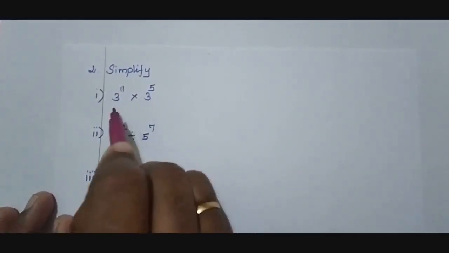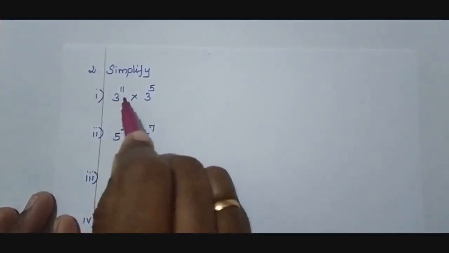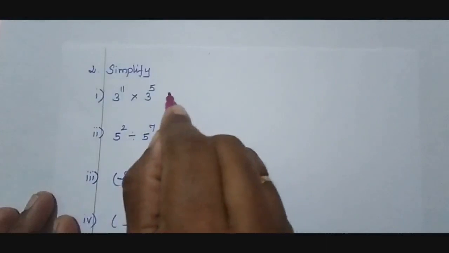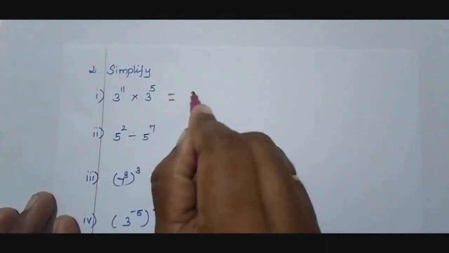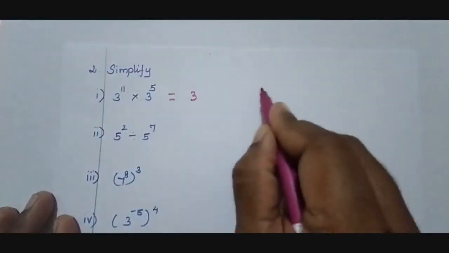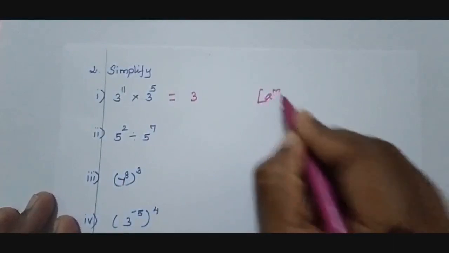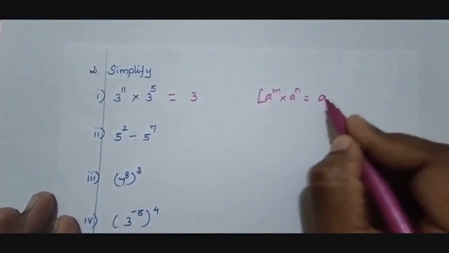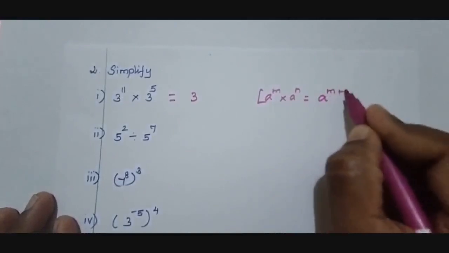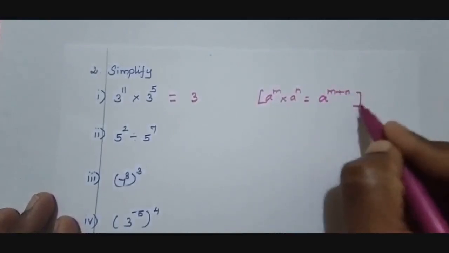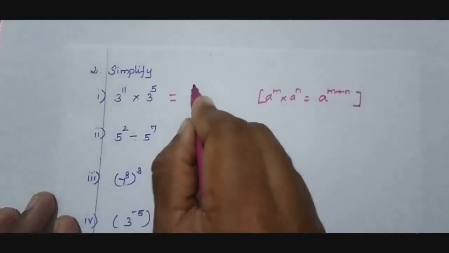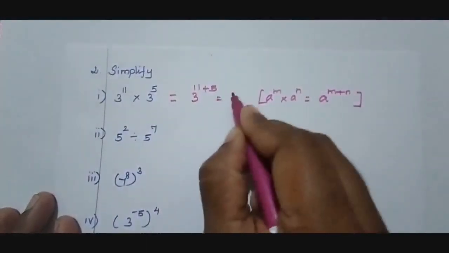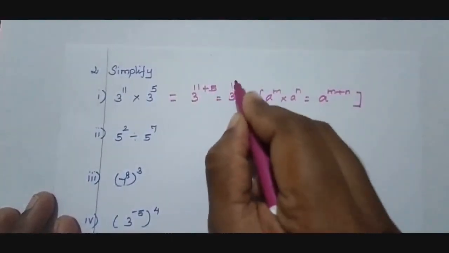So this is based on the rule a power m into a power n. So you can write this one as 3 power, a power m into a power n is equal to, when it is in multiplication, you should add the powers, a power m plus n. 3 power 11 plus 5, which is equal to 3 power 16.